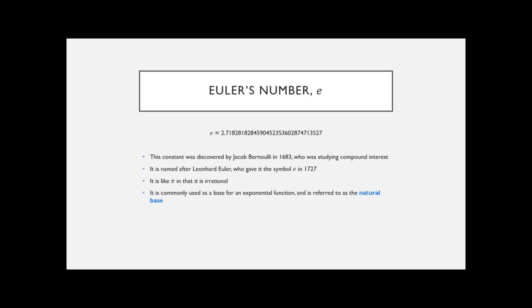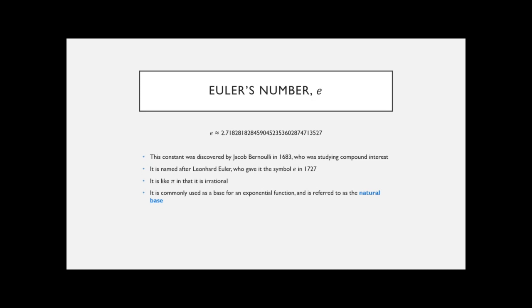But just some information about Euler's number. So this was discovered by Jacob Bernoulli. And he discovered it when he was studying compound interest because it does tend to pop up, especially with something called continuous interest. But it's actually named after Euler. He was the one that gave it the symbol e in 1727, and so he gave it a symbol, so he ended up naming it. And it's like pi, it's irrational, it can't be written as a fraction, it goes on forever.